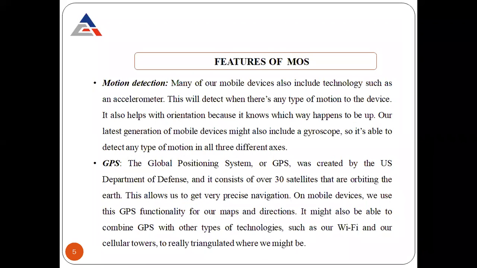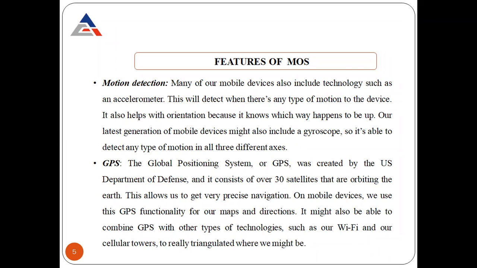Motion detection. Many of our mobile devices also include technology such as an accelerometer. This will detect any type of motion to the device. It also helps with the orientation because it knows which way the device is held. Our latest generation of mobile devices might also include a gyroscope, so it is able to detect any type of motion in all three dimensions of the mobile.